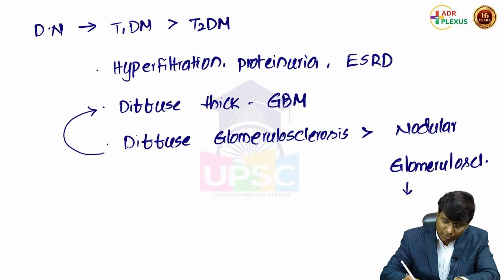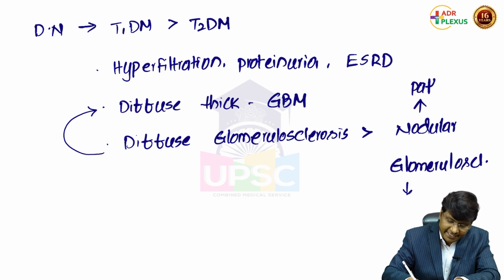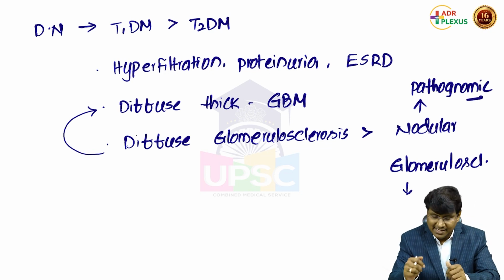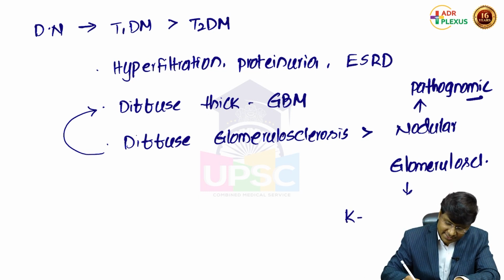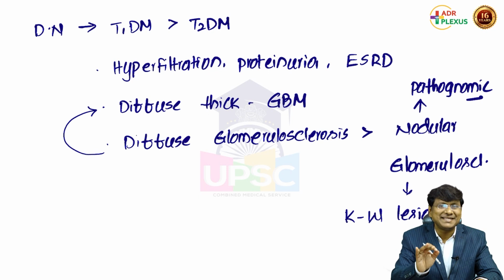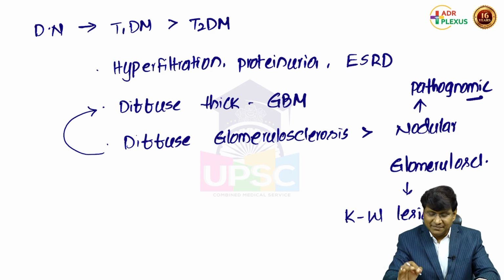And nodular glomerulosclerosis is considered pathognomonic of diabetic nephropathy. The lesions that you will have are the Kimmelstiel-Wilson lesions, which are called Kimmelstiel-Wilson lesions.